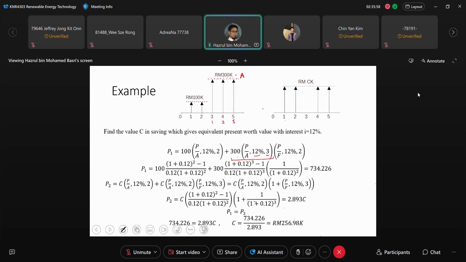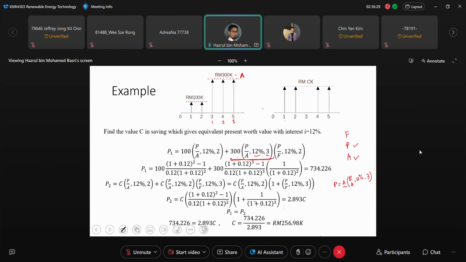What do we have? We have future value, present value, annuity value. Now we have A. I want to find out what is the equivalent present value. So I will use P over A, 12% for 3 years. This is the one.